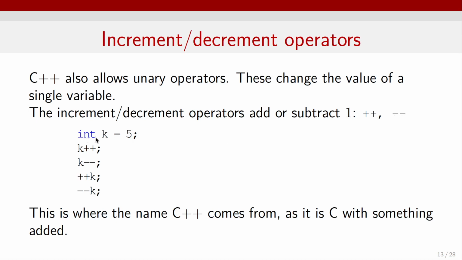So if we define an integer k and initialize it to the value 5, if I type k++, it will increase its value by 1. And if I type k minus minus, it's going to decrease its value by 1. So it's going to become 6 or 4 respectively. Plus plus k and minus minus k will accomplish the same thing, but there's a difference, and we'll explain the difference shortly.